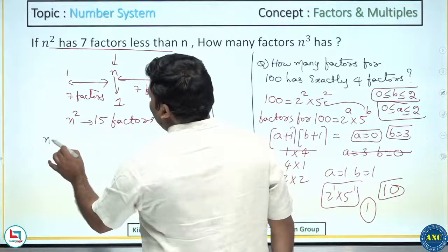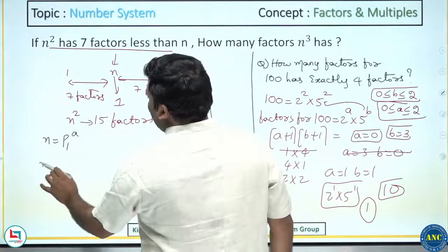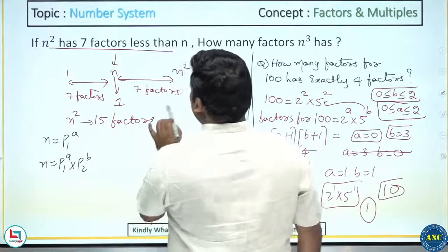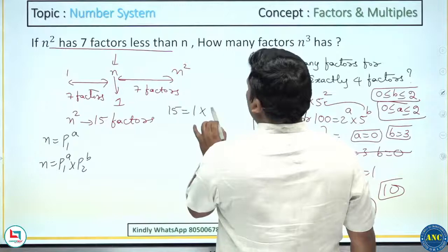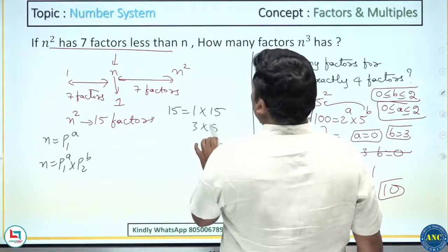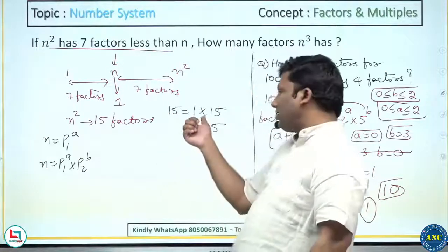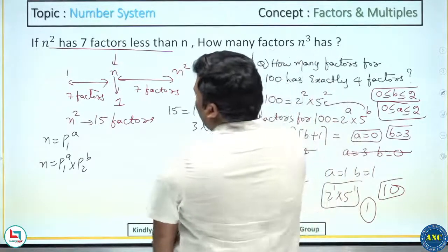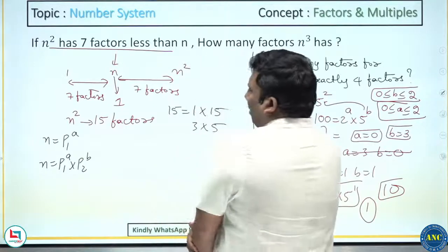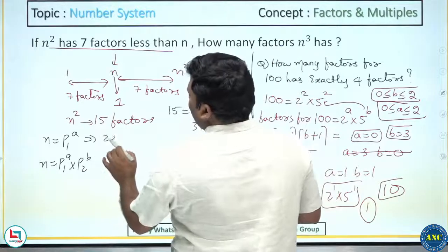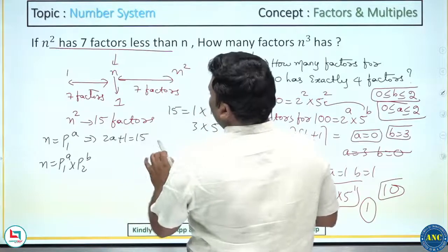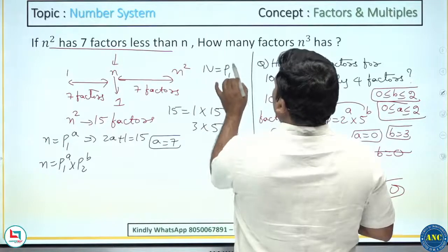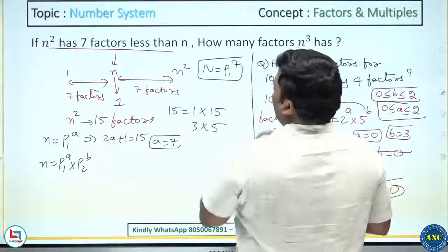So n square can have a single prime base, or it can have 2 prime bases. It cannot have more than 2 prime bases. The reason is 1 into 15 and 3 into 5. The maximum number of prime bases is the sum of the powers, 1 plus 1, 2. So this will be 1 into 15. 1 into 15 means the factors will be 2a plus 1 equals 15. A value is 7. So n will be p1 power 7.